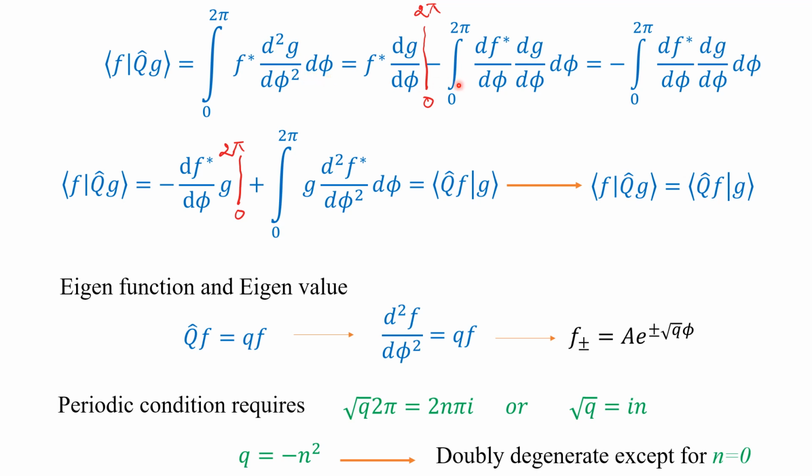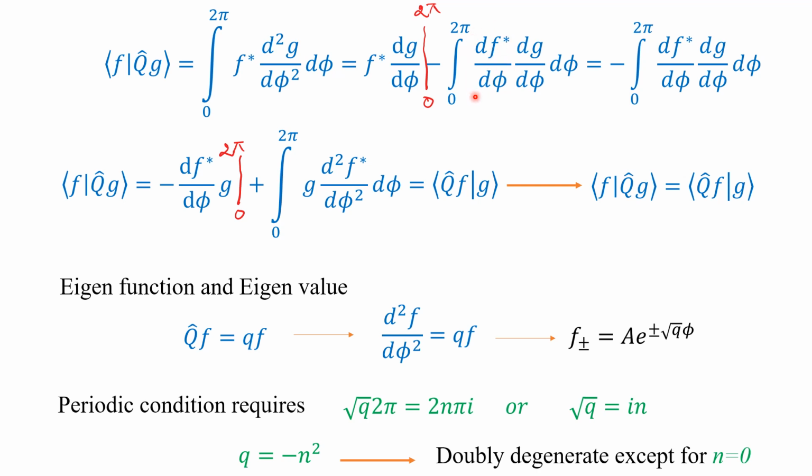So you do the integration by parts. This can be taken as a UV method. U is f star, V is the first order derivative of g with respect to φ. So this will become f star dg/dφ between the limits 0 to 2π, minus the integral of V du. Here V is dg/dφ, and du is df star over dφ.